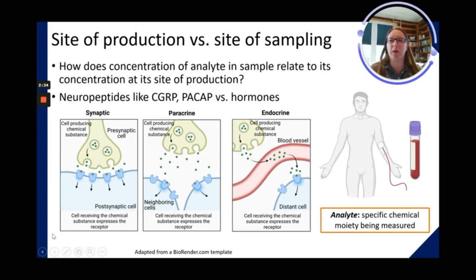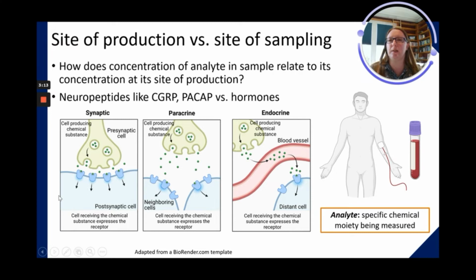So the first thing to think about is where is our substance of interest, our analyte, and I've got some definitions in these orange boxes throughout the presentation. Where is our analyte being produced, and how does its site of production and its concentration at its site of production relate to the site at which you ultimately take the sample from? An endocrine hormone, for example, is produced in a gland and is directly released into the blood. So this will, in principle, have a reasonably high concentration in the blood at which you are sampling.